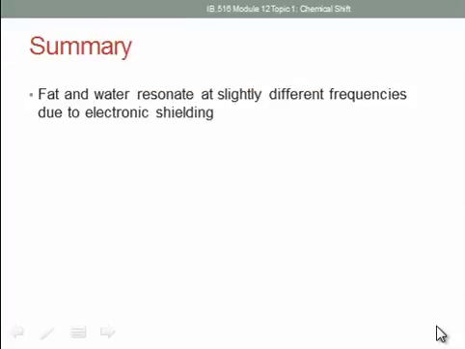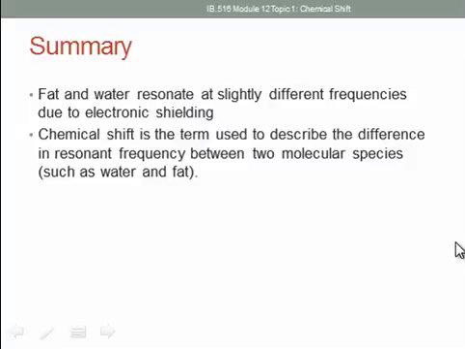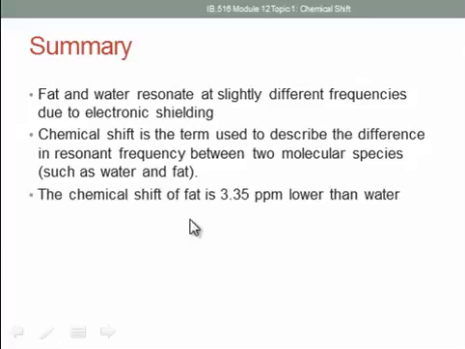Okay, so to summarize, remember the fat and water resonate at slightly different frequencies, and that's due to the electronic shielding in their molecules. So we use the term chemical shift as just a brief term to describe this difference in resonant frequency between fat and water. The chemical shift of fat is 3.35 ppm. I think Shemi mentions 3.5, but I've used this number. I got it from a different source that I think is a little bit more accurate.